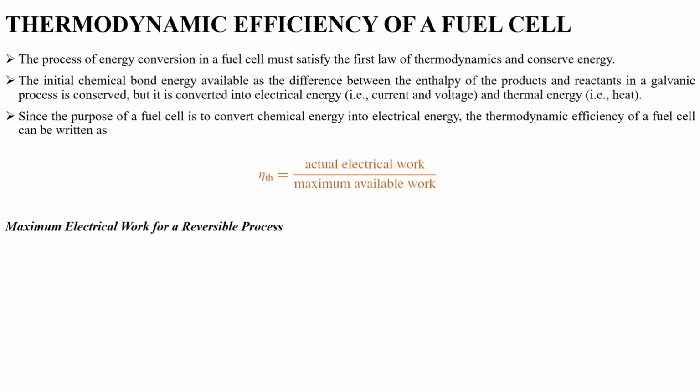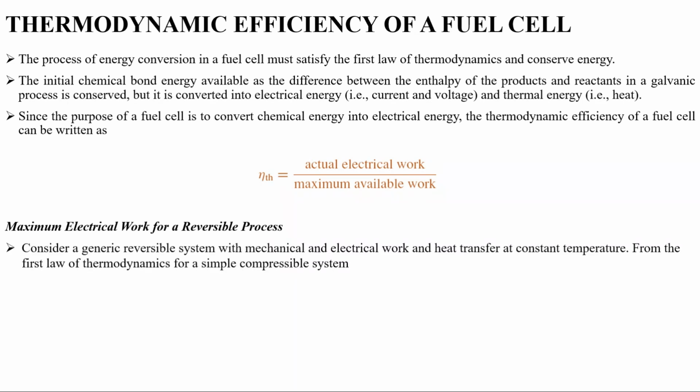Now, what will be the maximum electrical work for a reversible system? We are discussing the maximum electrical work for a reversible system. We are going to consider a generic reversible system with mechanical and electrical work and heat transfer at constant temperature. From the first law of thermodynamics for a simple compressible system, it will be written as dU = δQ − δW.